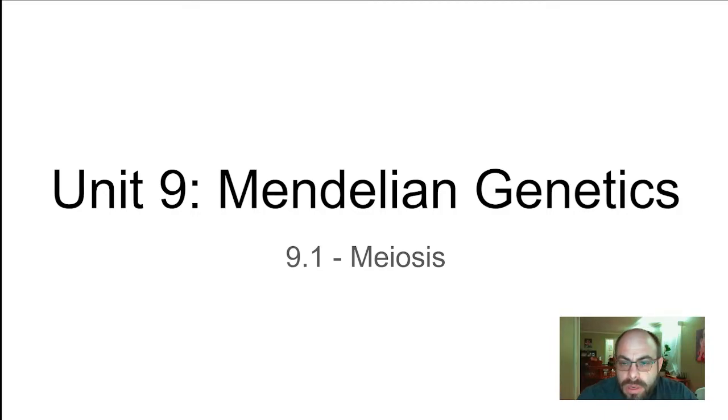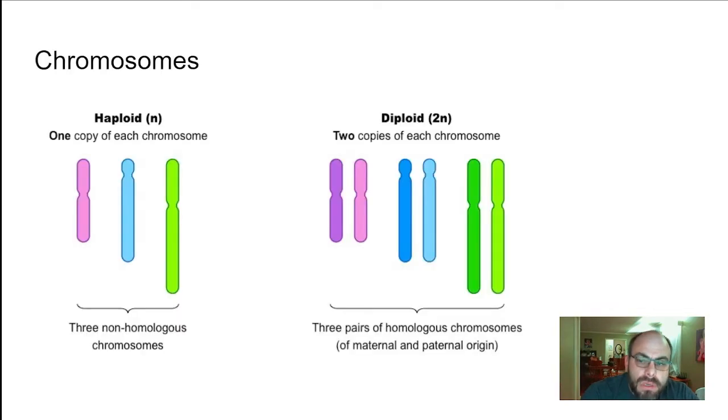This is Unit 9, Mendelian Genetics, looking at 9.1, Meiosis. That's how I pronounce it. Some people say Meiosis. I say Meiosis. Doesn't matter. Let's talk about it. We're not talking about meiosis yet. We're going to talk about chromosomes, because that's pretty important. You need to know about chromosomes before you get to meiosis.